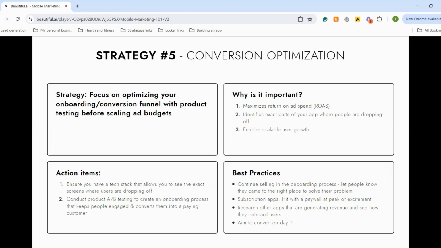And make sure that you research other apps that are generating revenue to see how they onboard users. And then finally, aim to convert on day one. So in the mobile space, the retention rates, they drop off every single day. After 30 days, it's roughly 2 to 3% of people are actively engaged in an app.